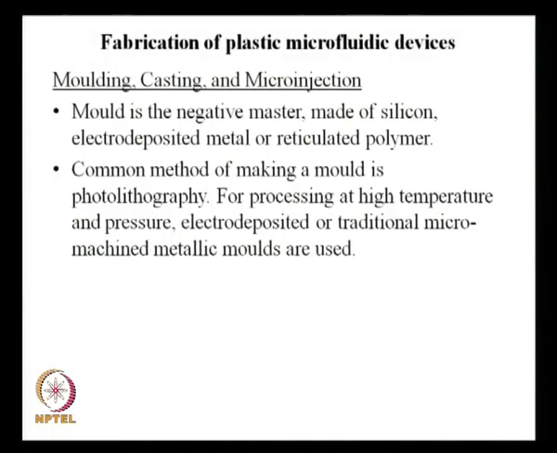In case of a molding process, the mold is a negative master made of silicon. That is the definition of mold. Mold is a negative master made of silicon and or electrodeposited metal or reticulated polymer. The common method of making a mold is photolithography, and processing at high temperature and pressure. There are other techniques which are employed.